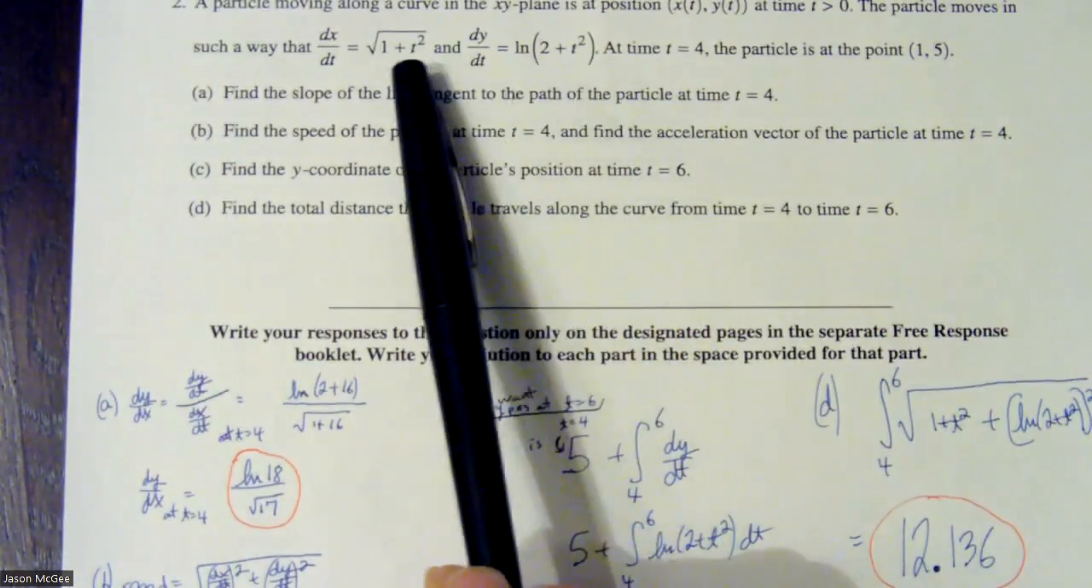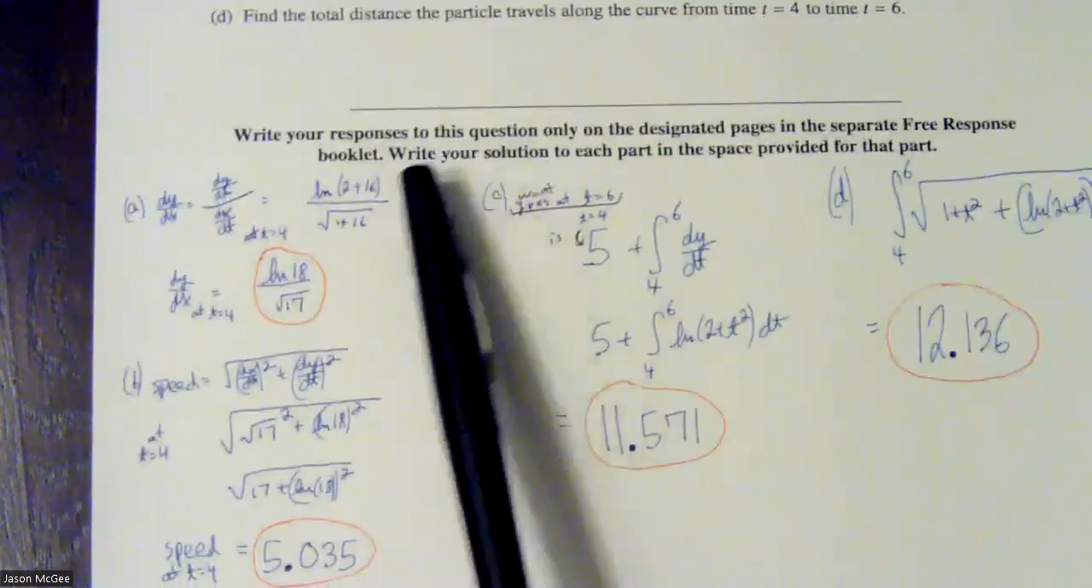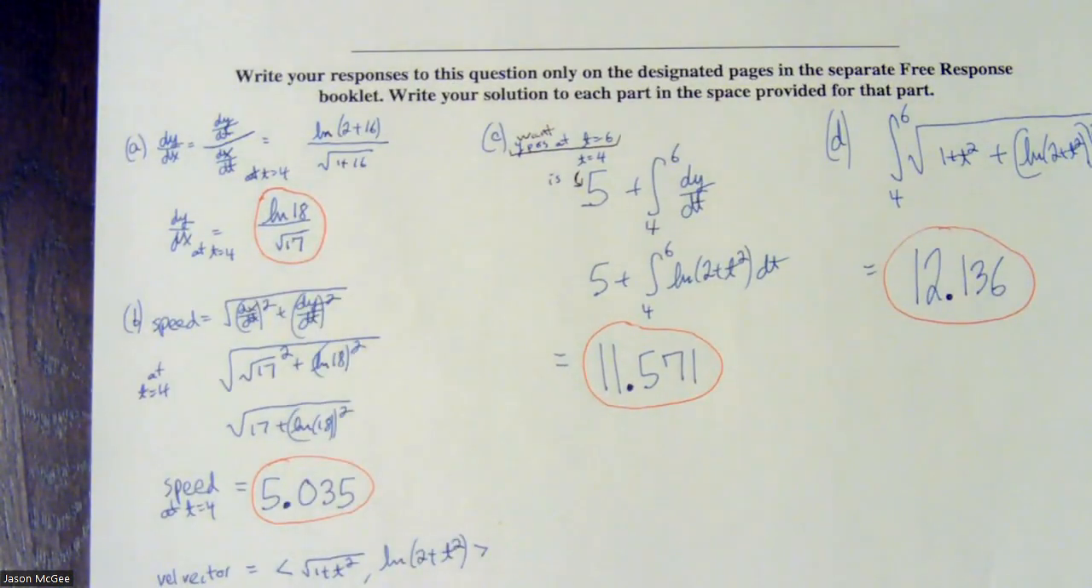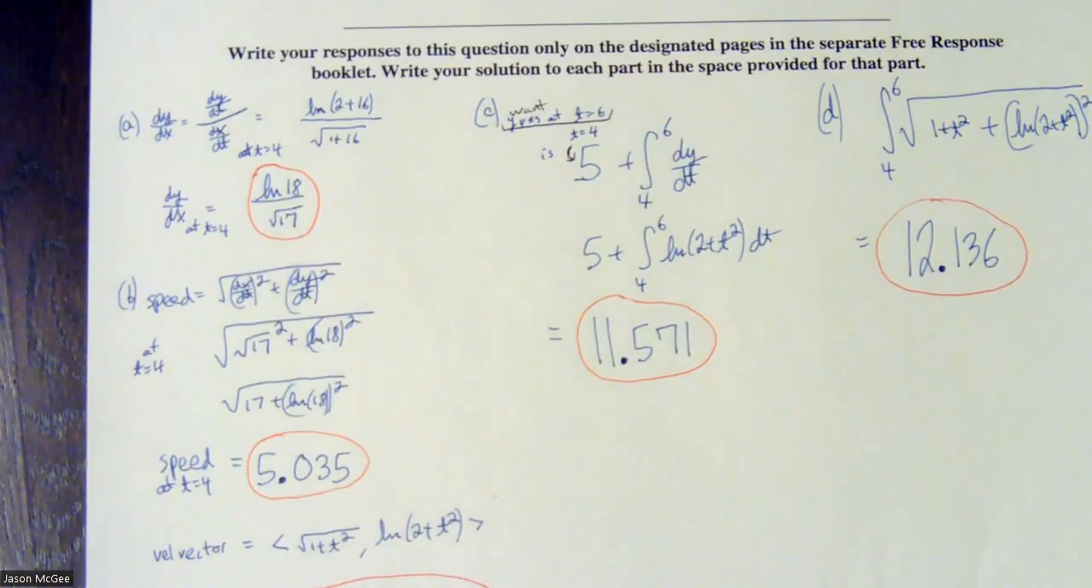So plug a 4 in right there, plug a 4 in right there, and you're going to get ln of 18 over square root of 17. This is a calculator problem. You can easily plug that into the calculator and get a decimal answer for that as well.